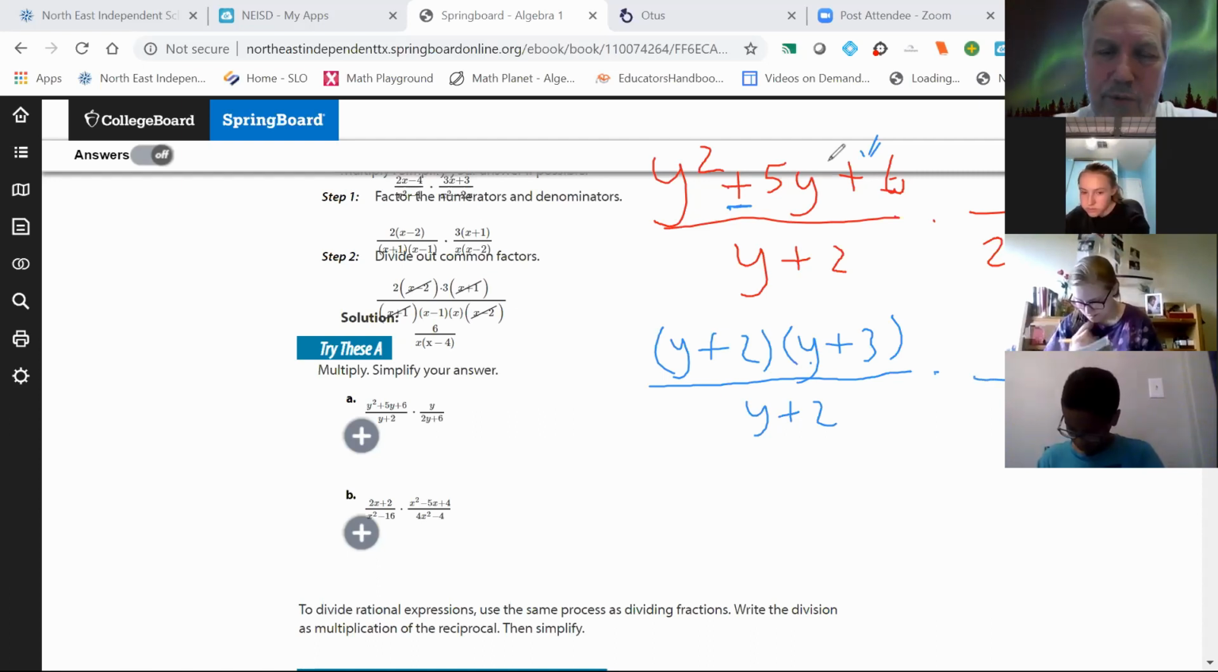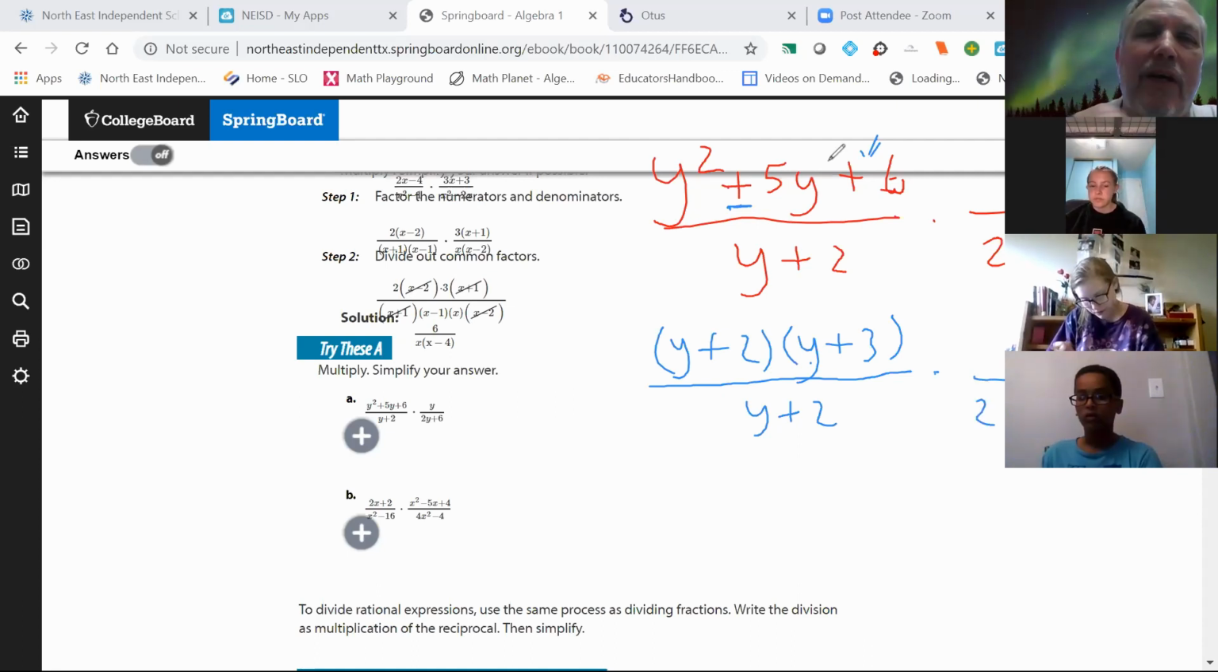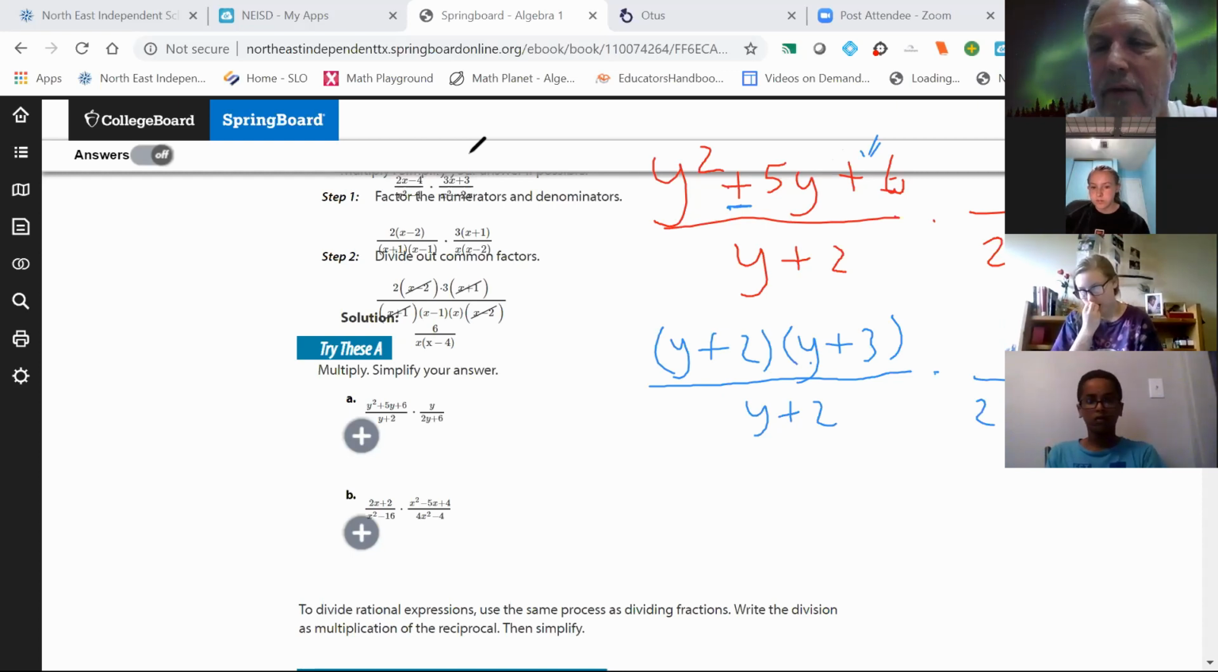So the next one is 2y plus 6. And so I got to look and see whether there's a greatest common factor. And the greatest common factor that I have available here, of course, is 2. 2y divided by 2 is just y. And 6 divided by 2, of course, is 3. So now that I have factored everything out, now I look to see what I can cancel.